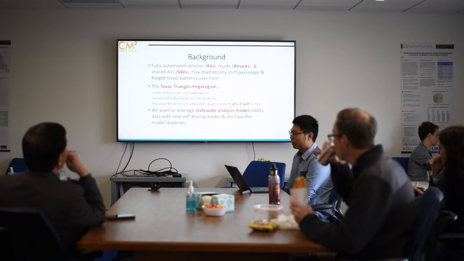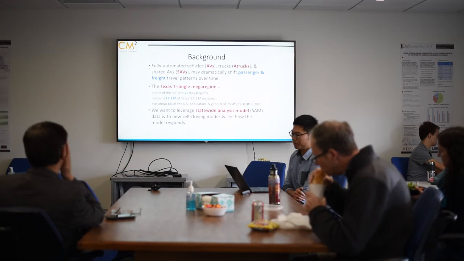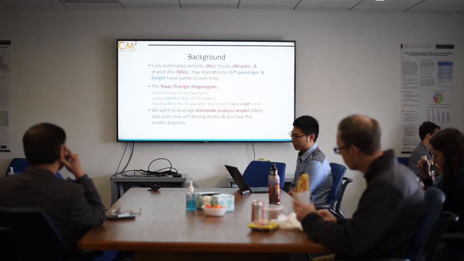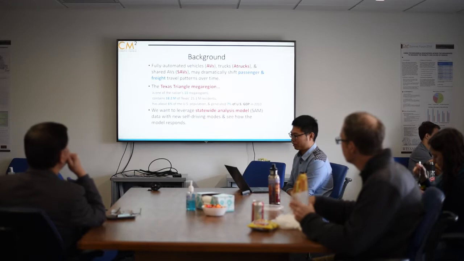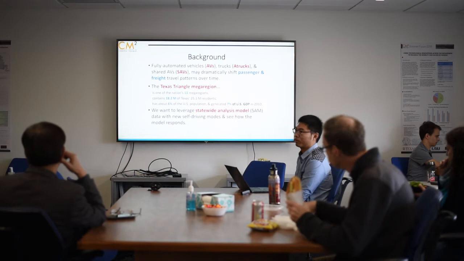As for the background of the Texas Triangle Megaregion, it is one of the nation's 11 megaregions. It contains 18 million of Texas's 25 million residents, which is about 6% of the U.S. population, and it generated about 7% of U.S. GDP in 2010. We want to use the statewide analysis model data to incorporate the new travel modes and see how the model responds.